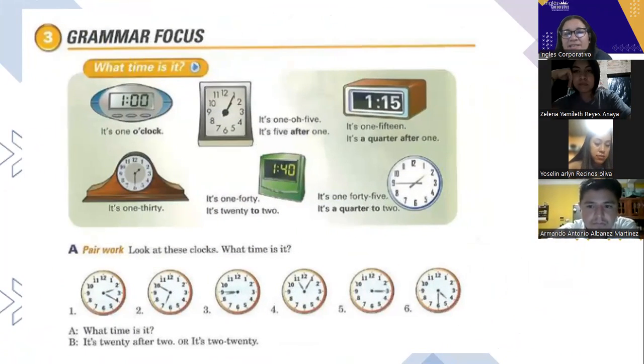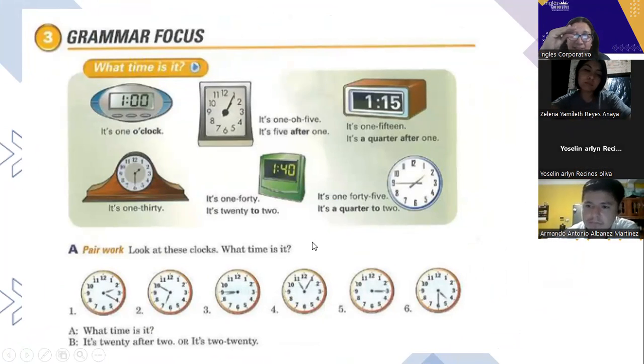Well, we started yesterday telling the time. What time is it? Or what time is, and the name of an event. What time is the class? What time is the meeting? What time is the concert? What time is the conference, right? So you can have an event and you ask for the time.